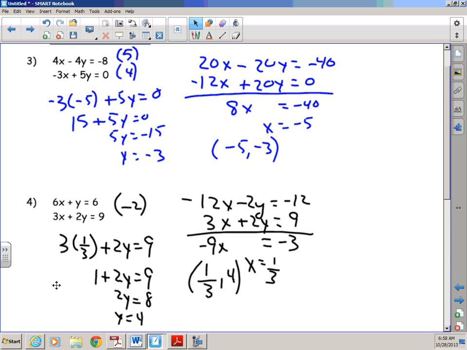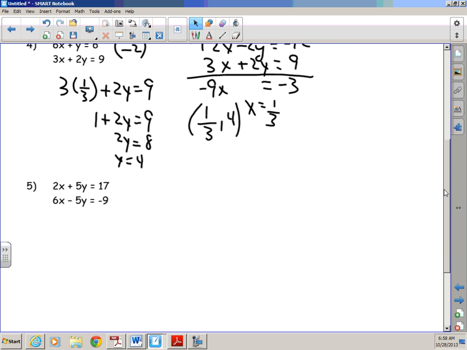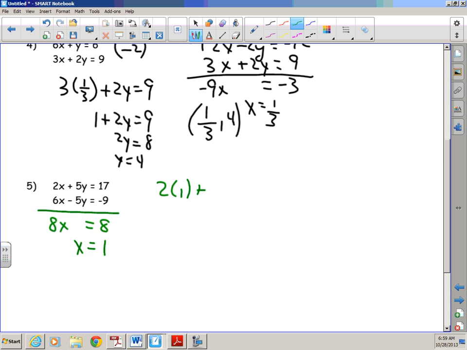And then finally, my last example, I'm going to multiply neither one because I already have opposites. I just add the columns. I get 8x equals 8. x is 1. Substitute in. And I get my answer of (1, 3).